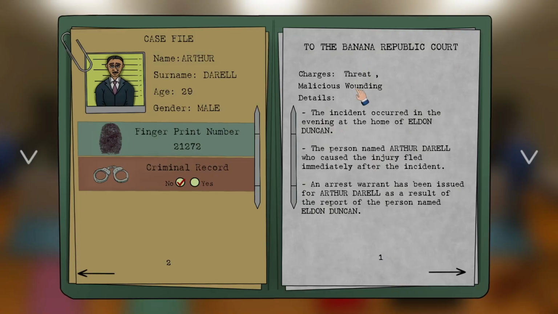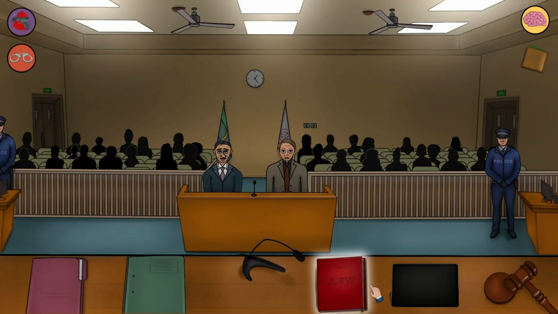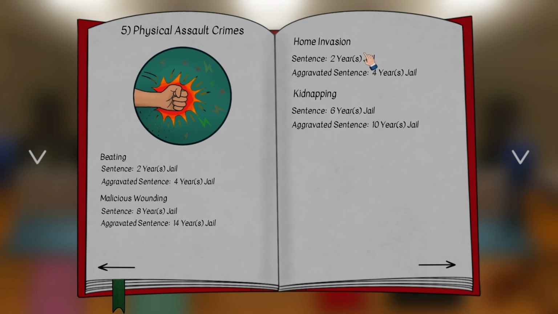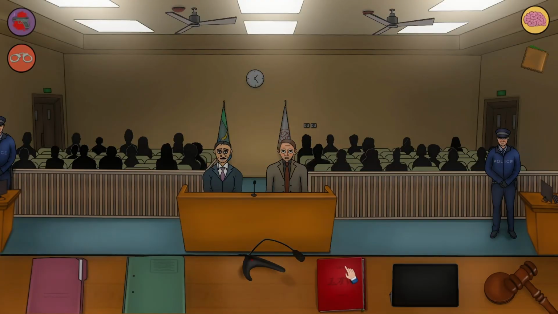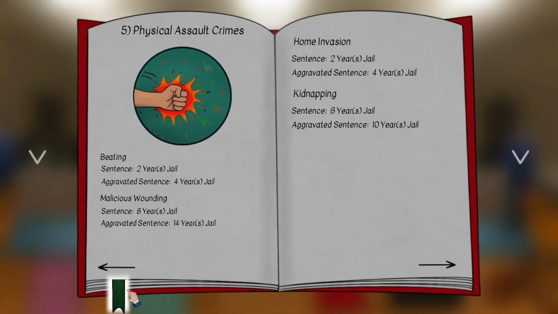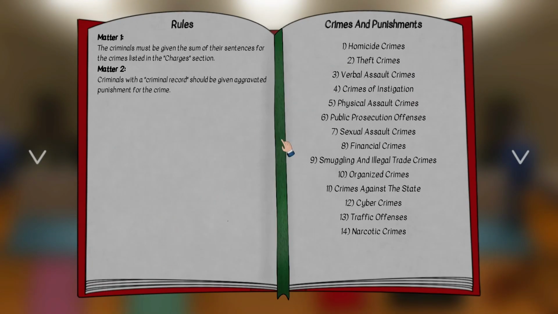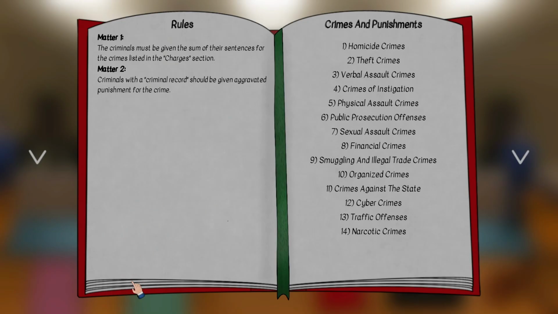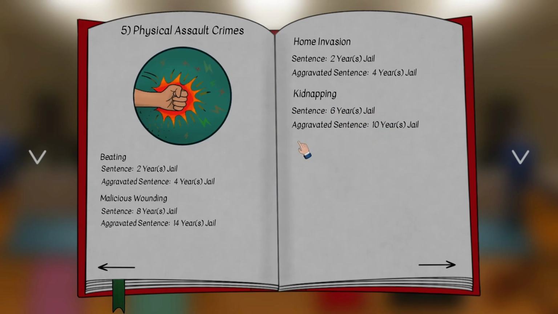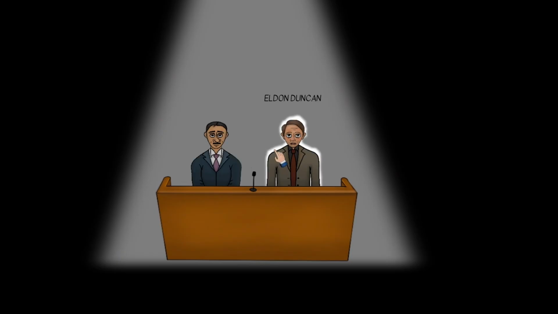Yeah, well, because they are in here for threat and malicious wounding. So he definitely threatened him. And he definitely has... So we have malicious wounding. He has not had a criminal record. No criminal record, so he would get 8 years in jail, but he also had a threat, so it's 2 years in jail. So he had a threat and malicious wounding, 2 years plus 8 years, so he would get 10 years.